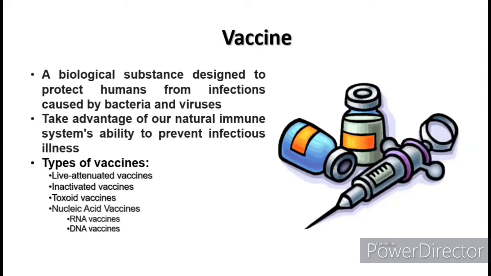A vaccine is a biological substance that protects humans from infectious disease by utilizing the body's own immune system. There are several types of vaccines: live attenuated vaccines, inactivated vaccines, toxoid vaccines, and nucleic acid vaccines like RNA and DNA.